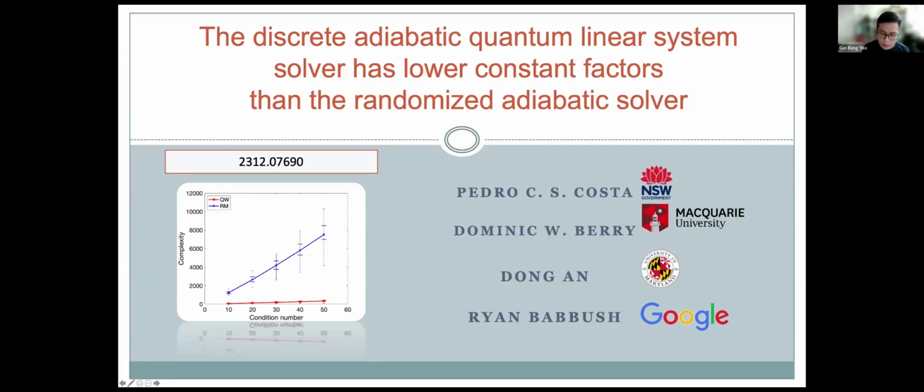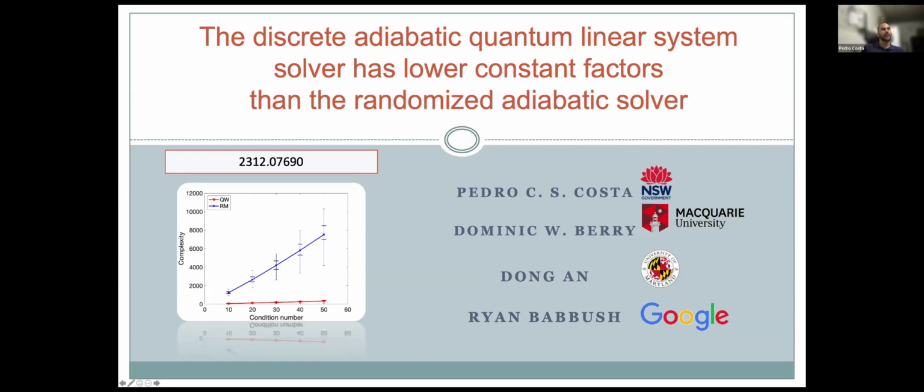Hello everyone, it's our pleasure to have Pedro here to share about his work on the discrete adiabatic quantum linear system solver. And basically he shows that it has lower constant factor than the randomized adiabatic solver. Yeah, Pedro will be able to tell us more about that, and Pedro, the floor is yours. That's right. Thanks for the invitation, Ian.